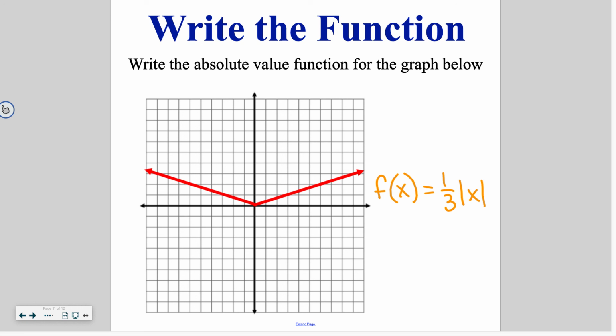Again, this is changing that slope value. It didn't flip over this time, so it stays positive. And then to get to the new one, we went up 1 and over 3. So that slope changes to 1/3.